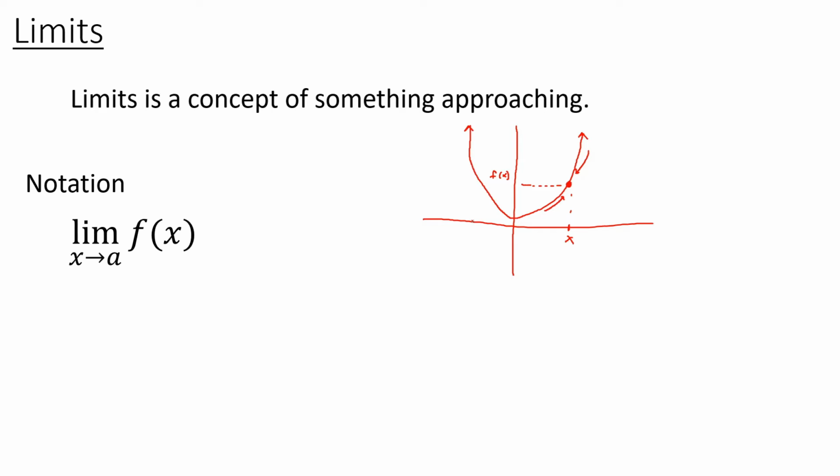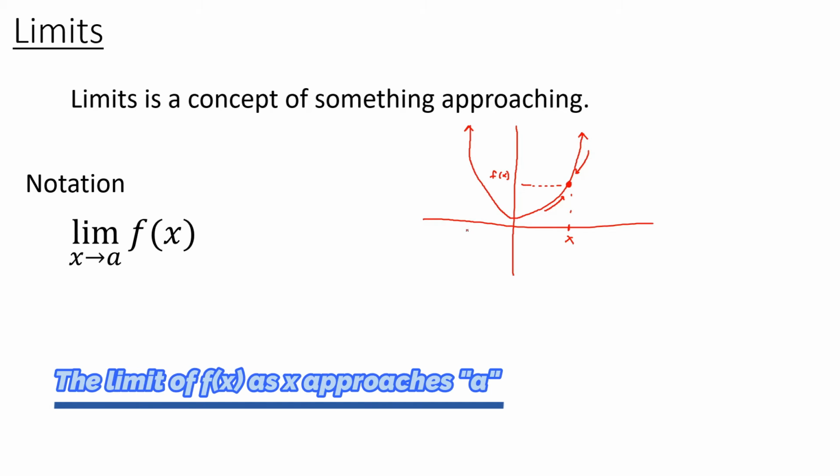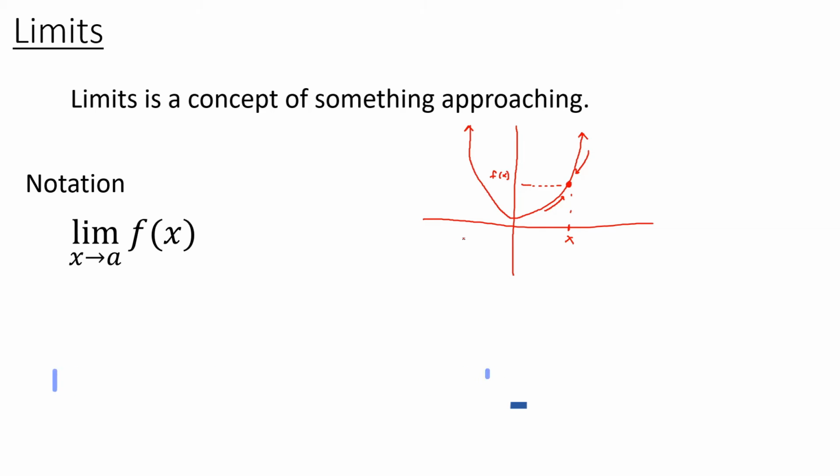And here's how the notation looks. You read it as the limit of f of x as x approaches a. a will represent a certain value on the x-axis. f of x will be your graph. So let's look at example 1 to figure out how to solve limits algebraically.